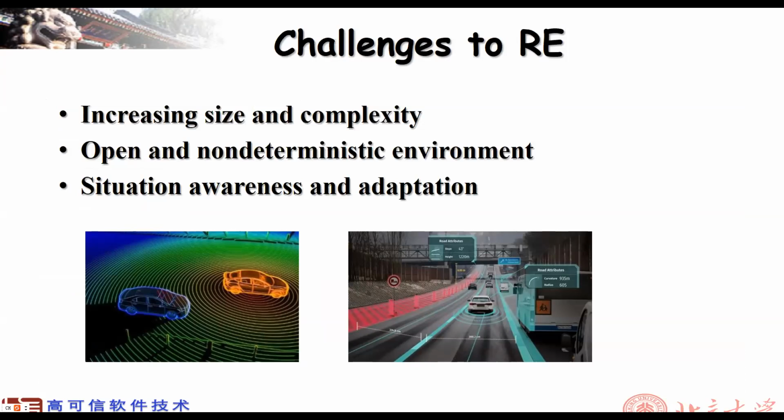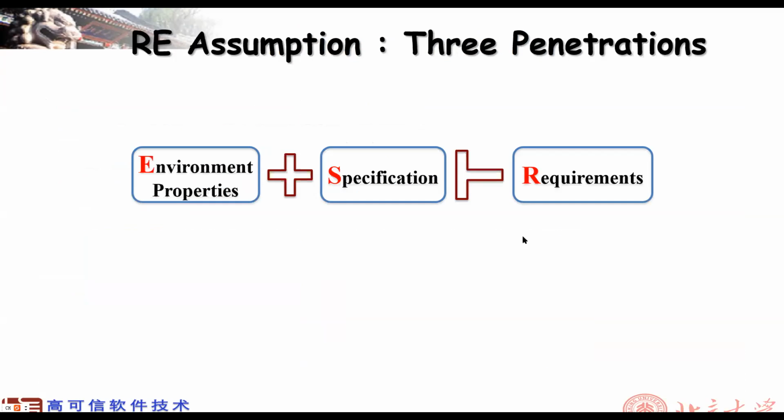It can be in three ways. First is the increasing size and complexity. The second is the open and non-deterministic environment. The third is the situation aware and adaptation. And why is this a big challenge?